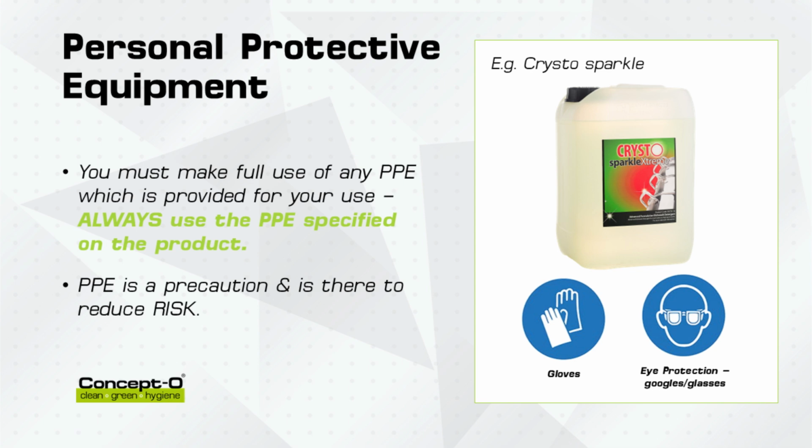When it comes to protecting yourself should a harmful substance come into contact with any part of your body, PPE is essential. You must make full use of any PPE which is provided for your use. Always use the PPE specified on the product label. It is important to remember that PPE is a precaution, and it is there to reduce the risk of harm to you. As previously mentioned, it is your employer's responsibility to ensure you have the PPE you need to perform your job. If PPE stocks are low, please inform the relevant person in your organization.